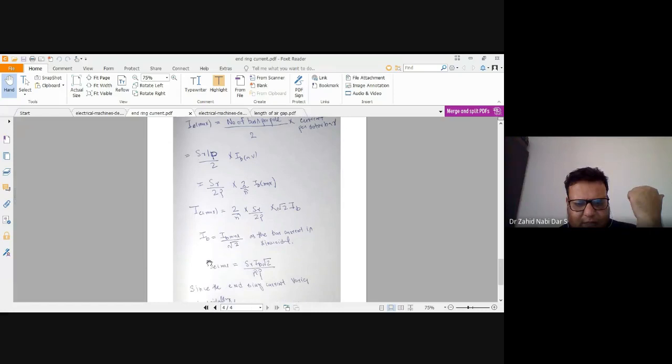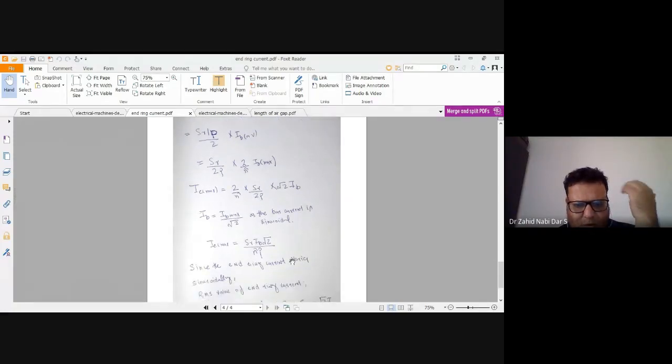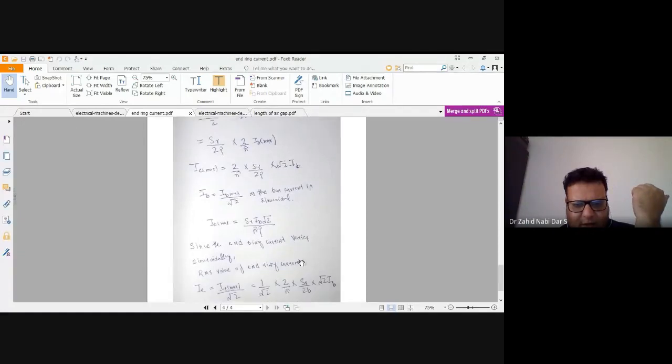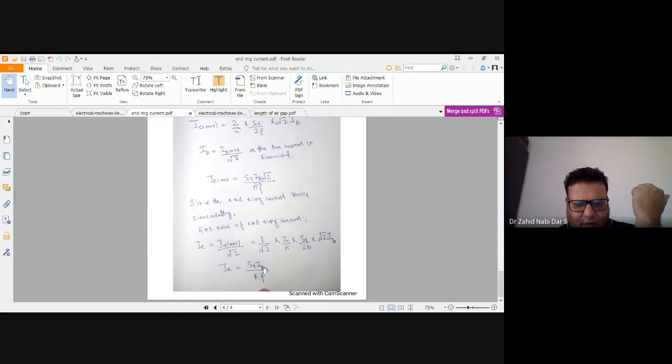Now see here also I mentioned IB is equal to IB max by root 2, as the bar current is sinusoidal. Then IB max I have expressed as root 2 IB, that I have substituted here. Now when I am calculating, this 2 will cancel. Then I am left with SR IB root 2 pi into P. Since the entering current varies sinusoidally, the RMS value of entering current is like all the things which I have already mentioned here. So finally I arrive at this expression SR IB by pi into P. So this is the expression for my entering current.